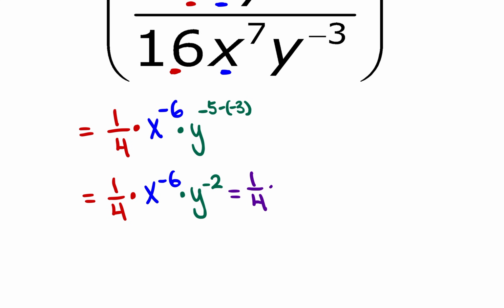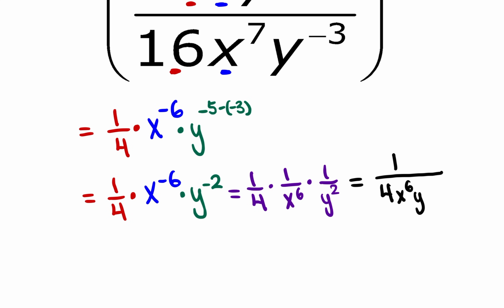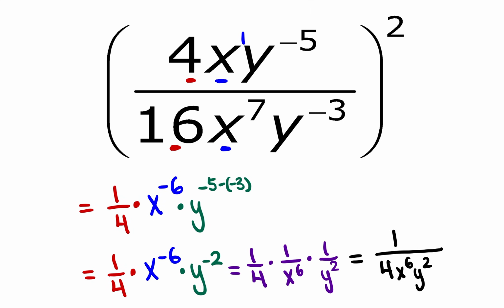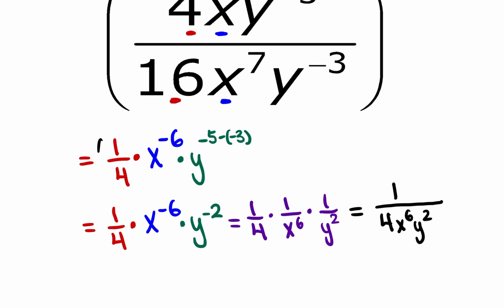1 over 4 remains the same, times, give me a second. Wrong number. Okay. Then we have 1 over x to the 6 times 1 over y to the 2nd. And then we put it all together. So this will give us a final solution of 1 divided by 4 x to the 6 times y to the 2. But do not forget about the exponent too. So we still have that exponent too. Let me just wrap everything to the second power like this.